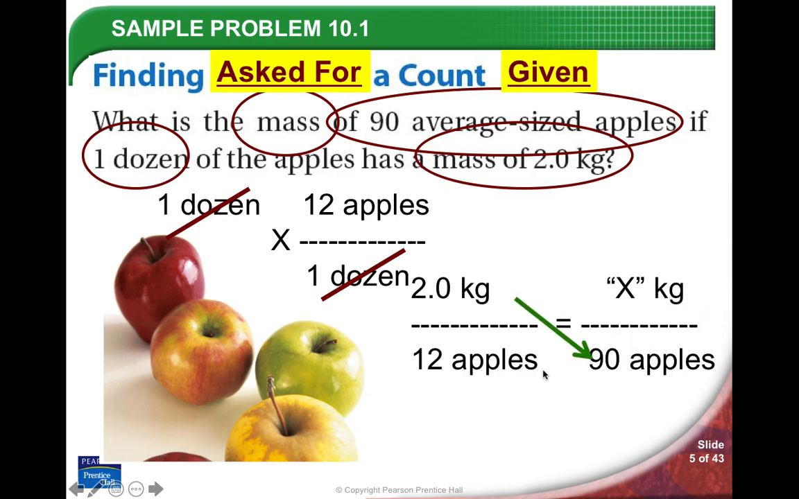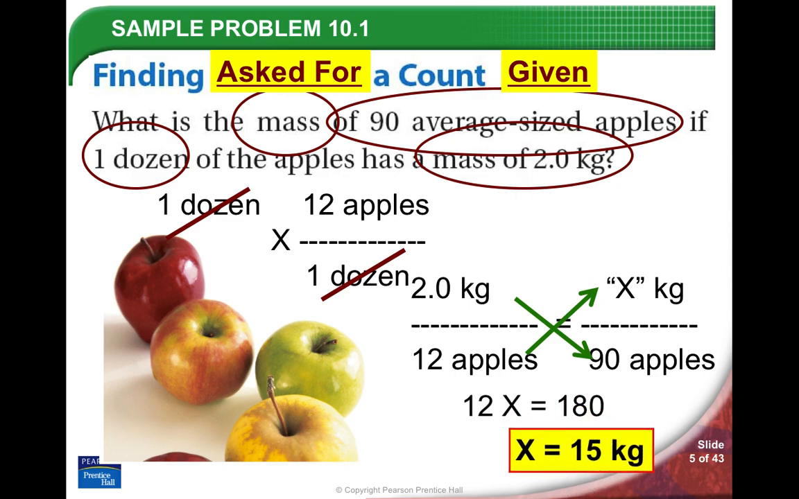Well, you can use your handy dandy old friend cross multiplication, which of course is just a cheater's way of doing algebra properly, but most of you have done these kinds of proportion problems before, I'm sure. So 12x is equal to 180, and of course you can push buttons on your calculator and you would figure out that x, 90 apples, is going to have a mass of 15 kilograms. Right? That's one type of problem.